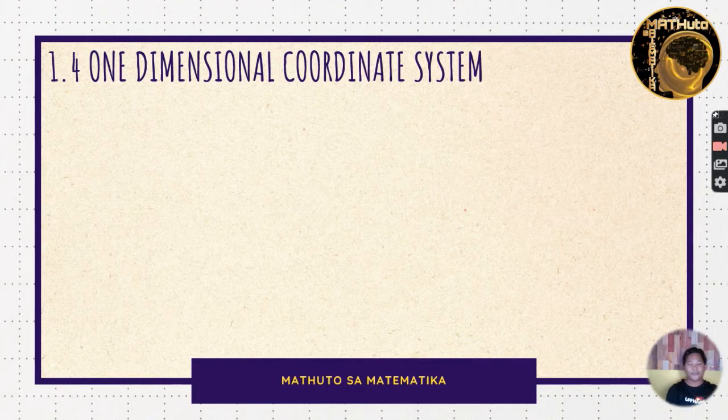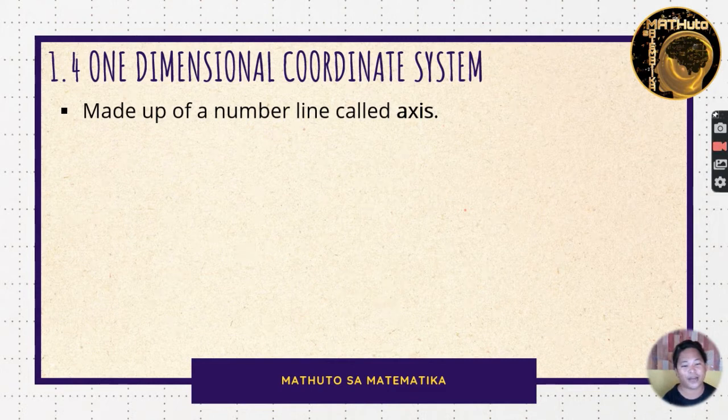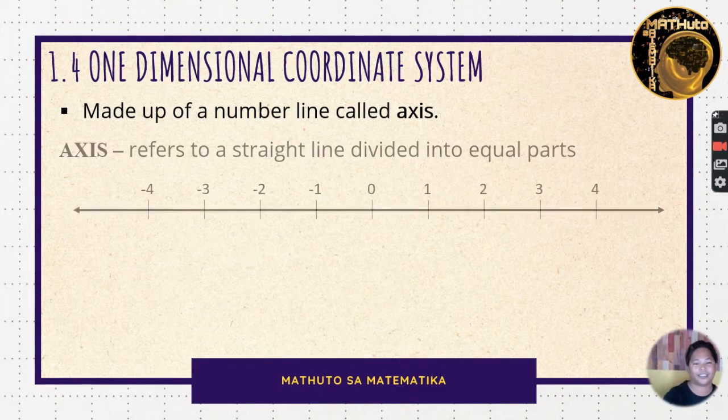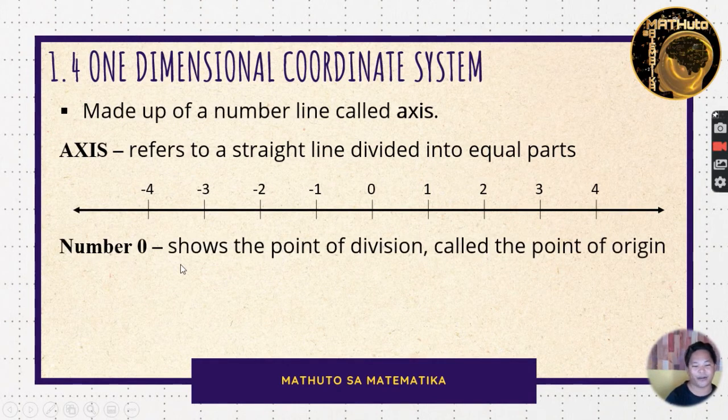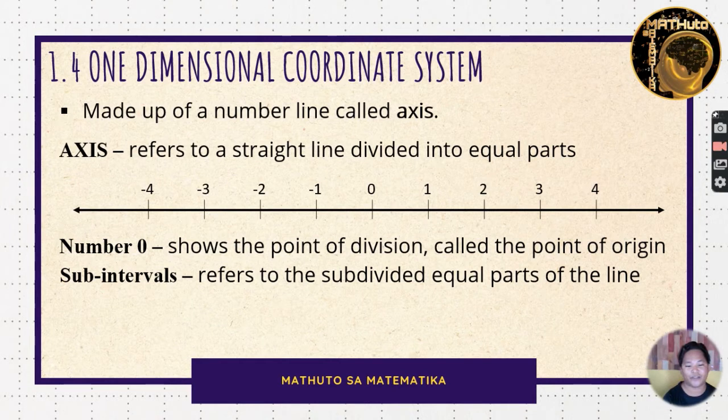So, we have also one-dimensional coordinate system made up of a number line called axis. So, it refers to a straight line divided into equal parts. So, nakita po natin yung ating axis po or number line po. So, number 0 shows that the point of division called the point of origin. So, ang example po natin dito ay nasa, yan pong 0 dito. Subintervals refers to the subdivided equal parts of the line.